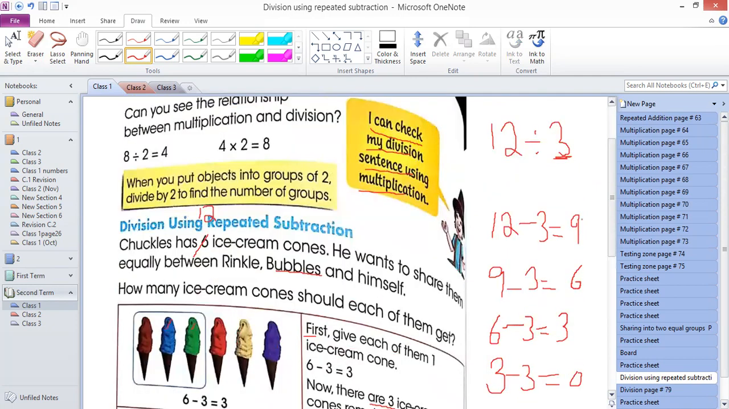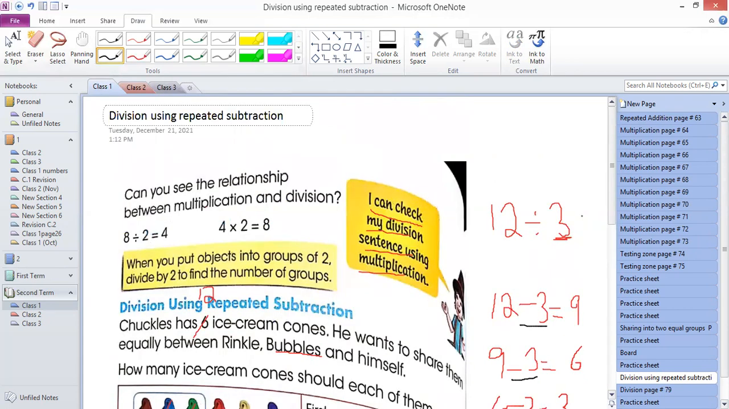So in order to find out the answer, you will check how many times you subtract 3. 1 time, 2 times, 3 times, and 4 times. 4 times, so 12 divided by 3 is equal to 4. So each will get 4 ice creams if there are 12 ice creams.